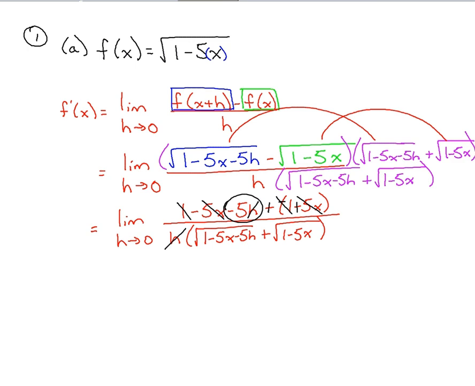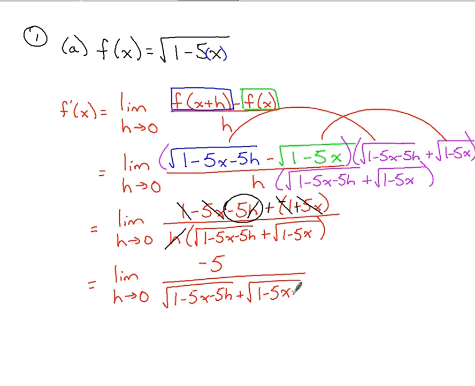And if we write our simplified form now for what we're applying the limit to, we'll have a negative 5 in the numerator over this root expression. At which point, what we're applying the limit to, this function, is completely simplified.